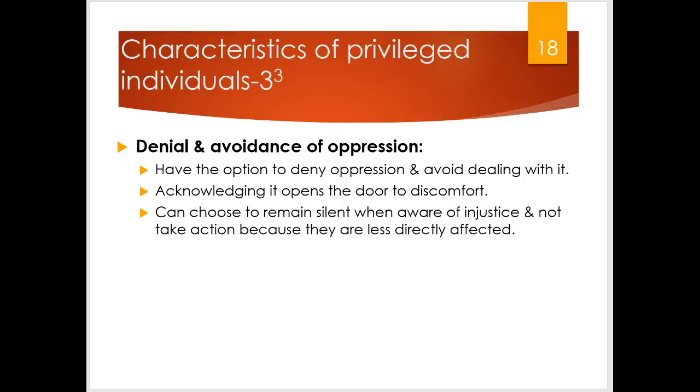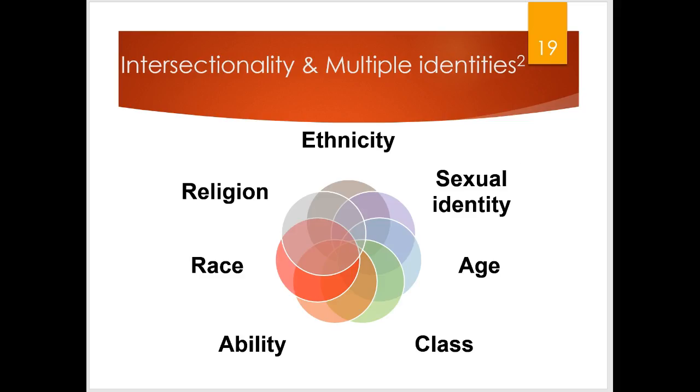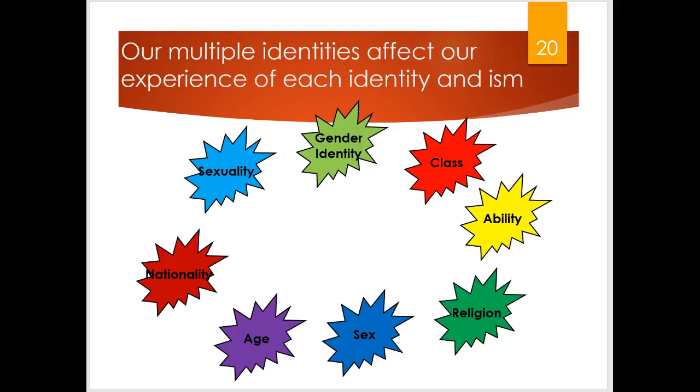Okay, so continuing on here, we're going to move to talking briefly about the concept of intersectionality and multiple identities. Okay, intersectionality is defined as having a combination of identities, and frequently it's a combination of both privileged and oppressed identities. And this is a subset of the different kind of identities that people can have. We can have identity based on our ethnicity, our sexual identity, sexual orientation, age, class, ability, race, and religion. As you may recall in my introduction, I basically put up this slide and talked about the different identities that I had.